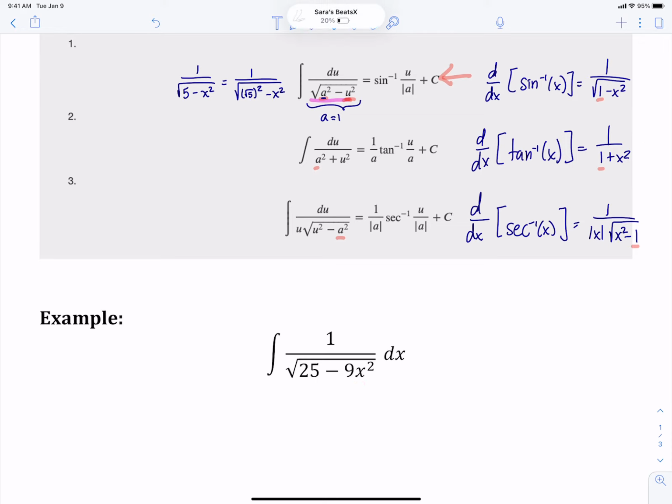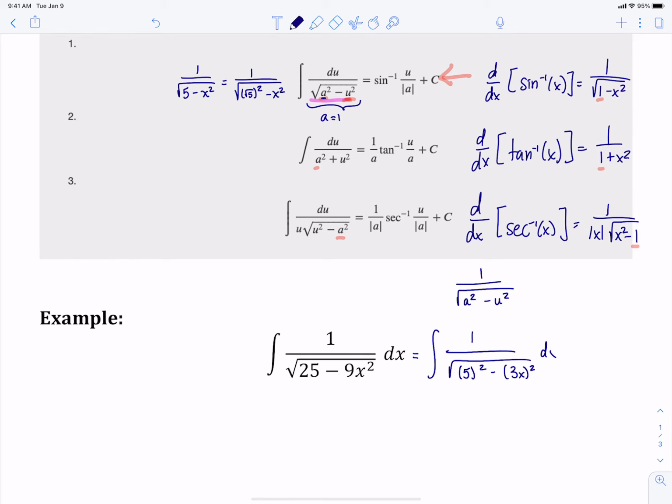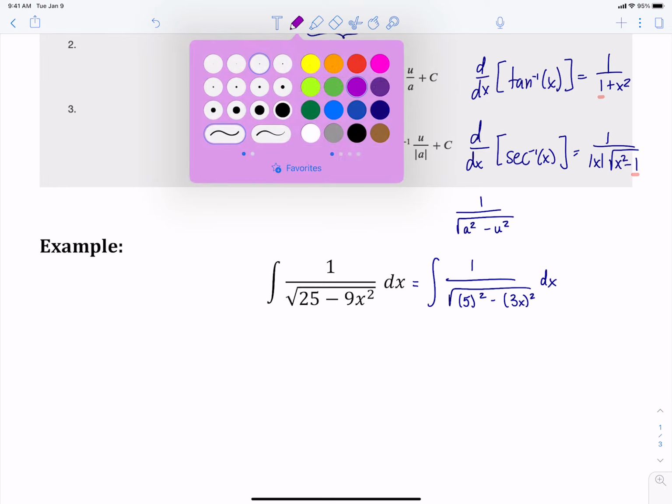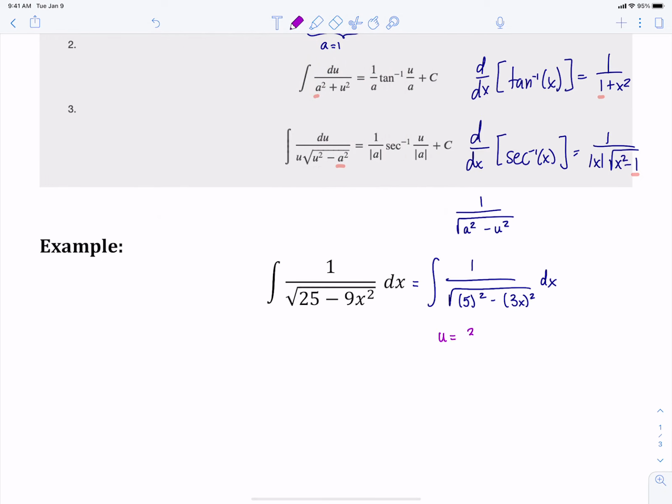So I'm going to rewrite this a little bit, and we're going to get the integral of 1 over the square root of 5 squared minus 3x being squared. What I'm trying to do is rewrite this to look like a squared minus u squared, a perfect square minus a perfect square, because then it's in the format we have up above. We do have to do substitution with this because we don't have just plain old x being squared. So here we're going to let u be that 3x. It's not the whole thing, it's not the 9x squared. It's just what's inside of that. And we'll see why in a second.